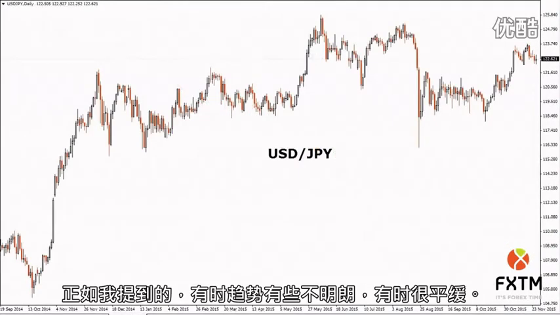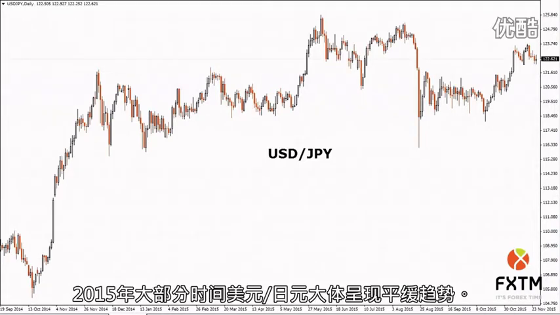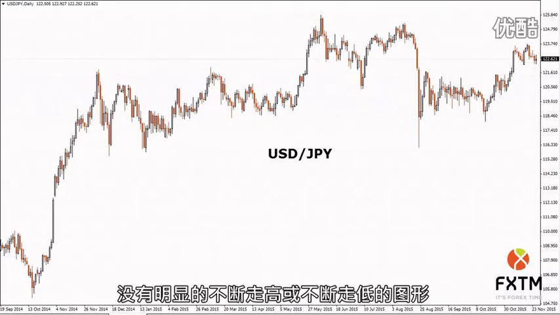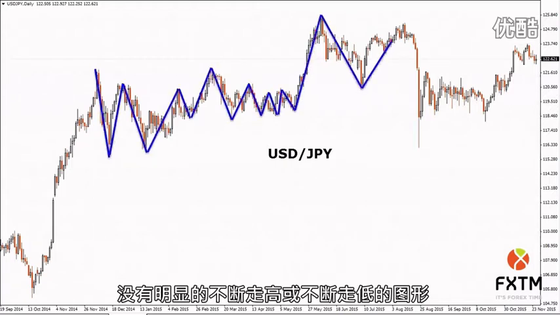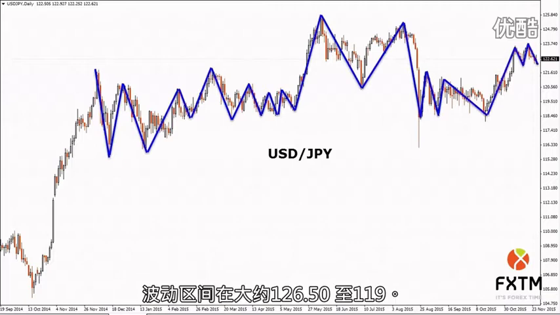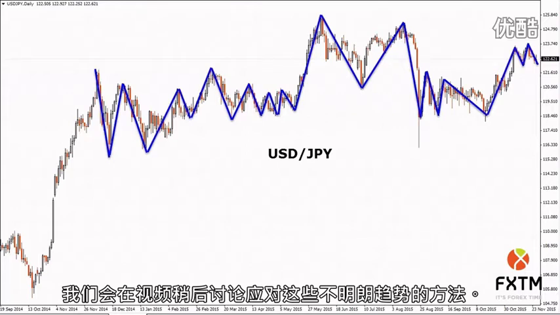Now, as I mentioned, sometimes the trend can be a lot more ambiguous and sometimes it's just flat. So here's a good example. Through most of 2015, the dollar yen has been roughly in a flat trend without a really discernible pattern of higher highs and higher lows or lower highs and lower lows within a trading range of about 126.50 to 119. We're going to discuss more about dealing with some of these more ambiguous trends later in the video.